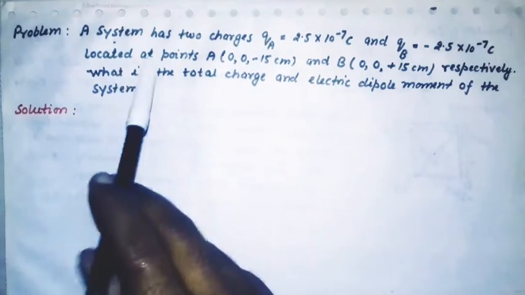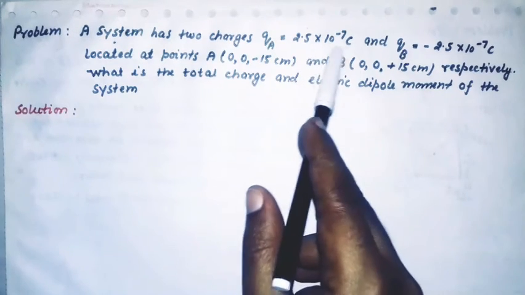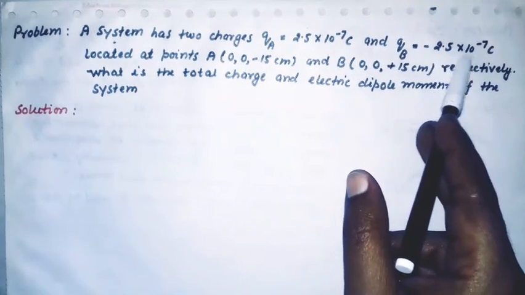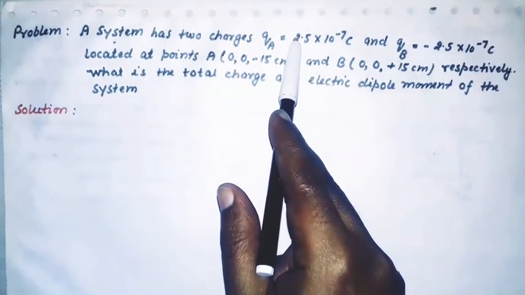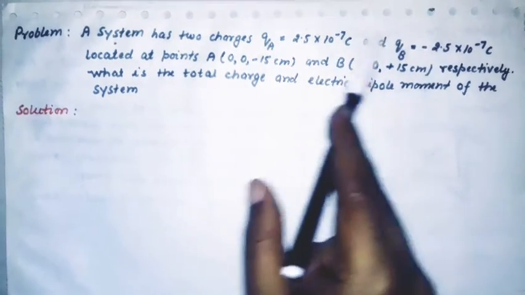Another conceptual problem is given. A system has two charges, QA is 2.5 into 10 to the power minus 7 coulomb, and QB is minus 2.5 into 10 to the power minus 7 coulomb. This is a positive value and this one is a negative value. Both the charges are almost the same in magnitude.